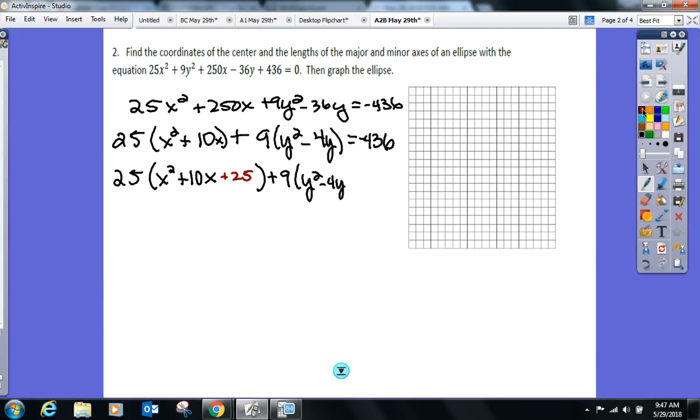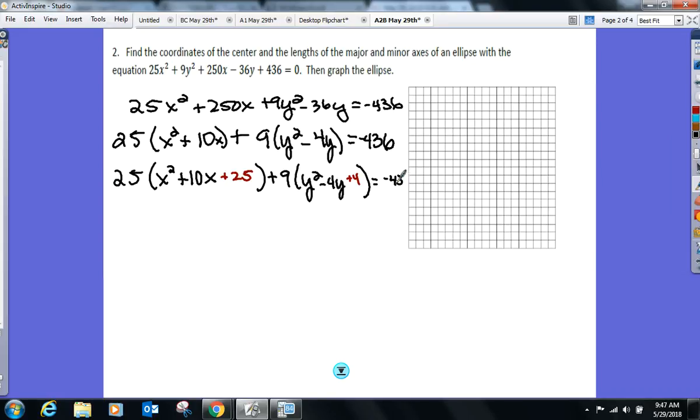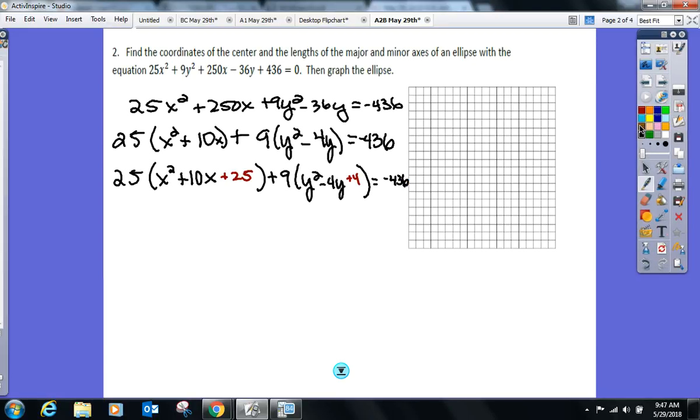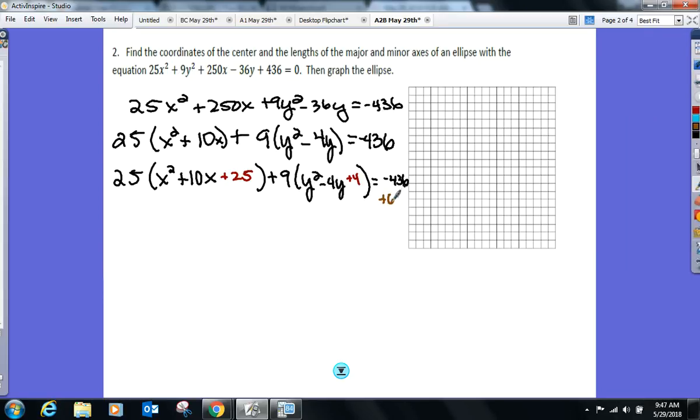4, correct, plus 4. All right, now the question is, what are you going to add to the right side now? You're not adding 25 and 4. You got to distribute what you took out. 25 times 25. So you're going to add 625 and 36 over. Distribute, distribute. That's what you're actually adding over.